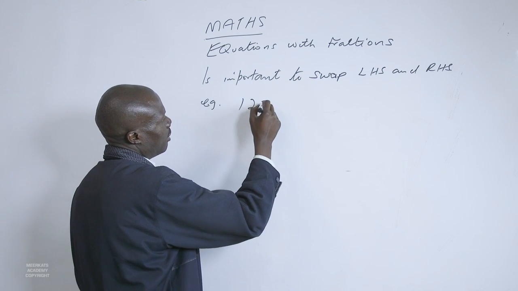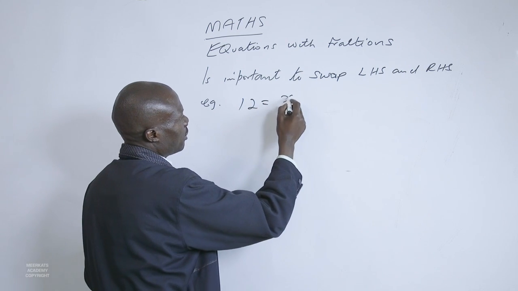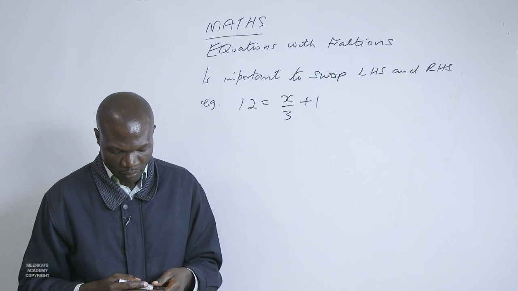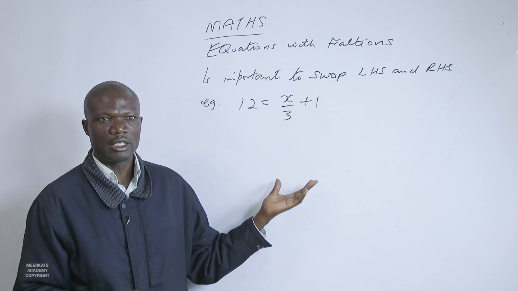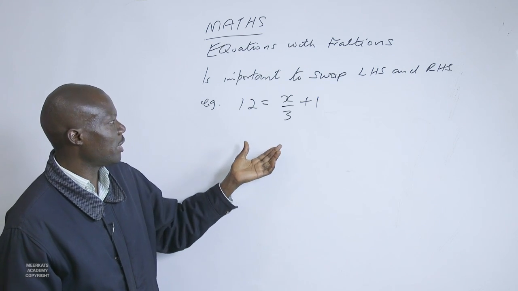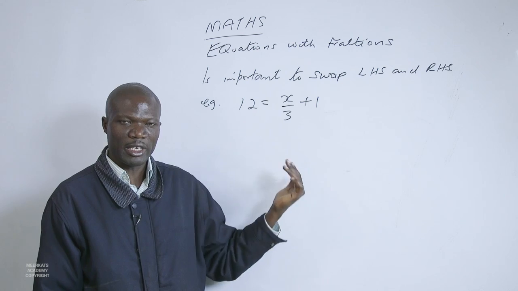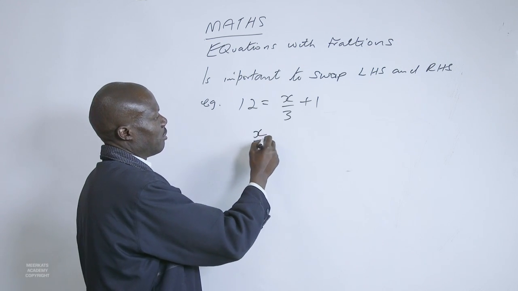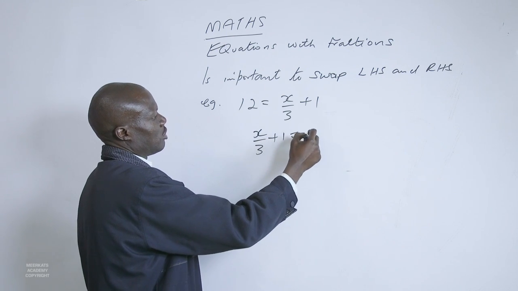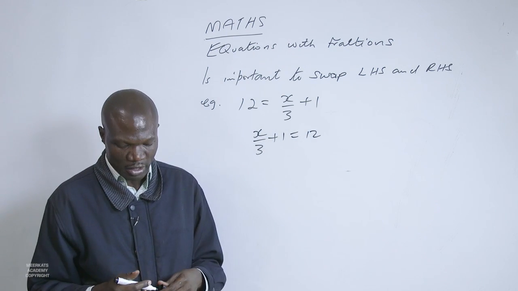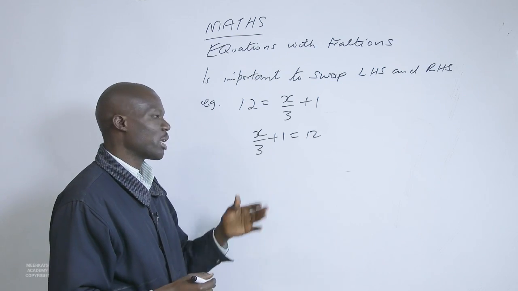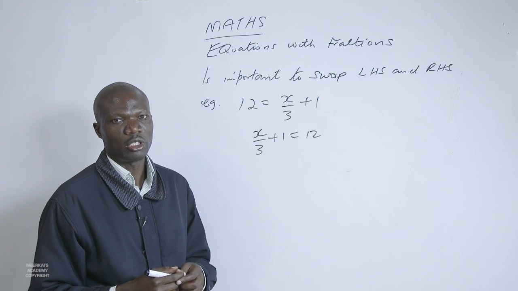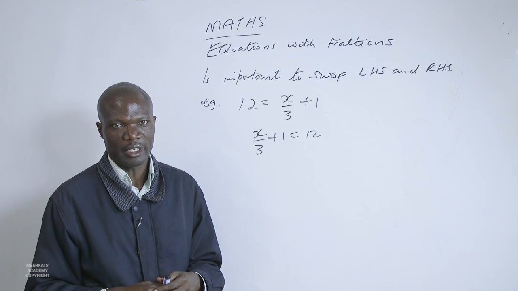Look at this. 12 equals x over 3 plus 1. In such a situation, you will find that it will be easier if we swap the right-hand side and the left-hand side, so that we have x over 3 plus 1 equals 12. Then we move ahead and solve it. So sometimes we make it easier for us to solve, so it is necessary to swap the left side and the right side.